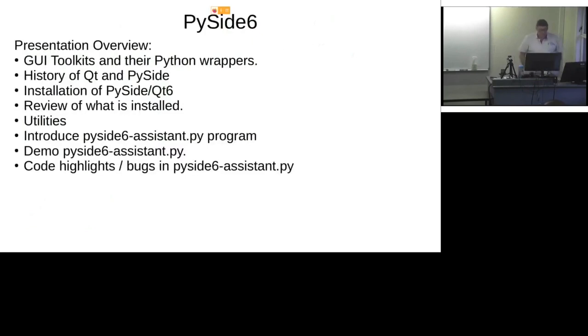In my presentation tonight, I'll look at GUI toolkits and their Python wrappers, and a brief history of Qt and PySide. I'll then go through the steps involved in doing the installation of PySide6/Qt6. And then I'll review what was installed, which includes some utilities, so I'll show you some of those utilities. And then I've written a little program which I've called PySide6 Assistant, and I'll show you how my little program works and do a demo of it. And then I'll show you a few little highlights of my code, or what you might call bugs, and maybe we can work out why they don't work, or how to fix them. Okay, so let's get started.